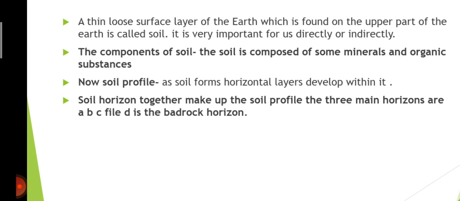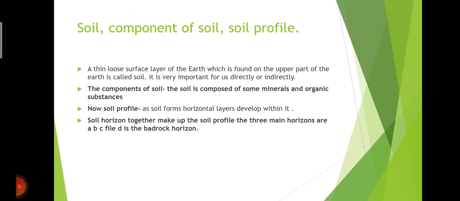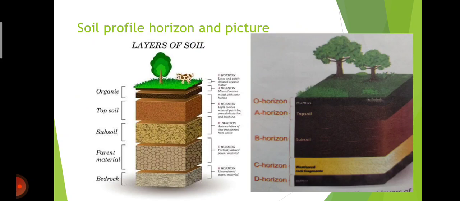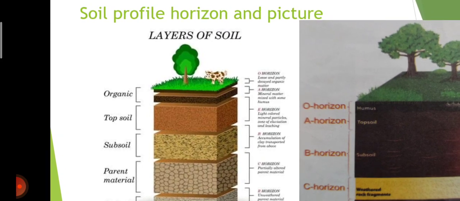Soil profile. As soil forms, horizontal layers develop within it. Soil horizons together make up the soil profile, and three main horizons are found here: A, B, C, and also D, which is known as the bedrock horizon. You can see the picture of the soil profile here.